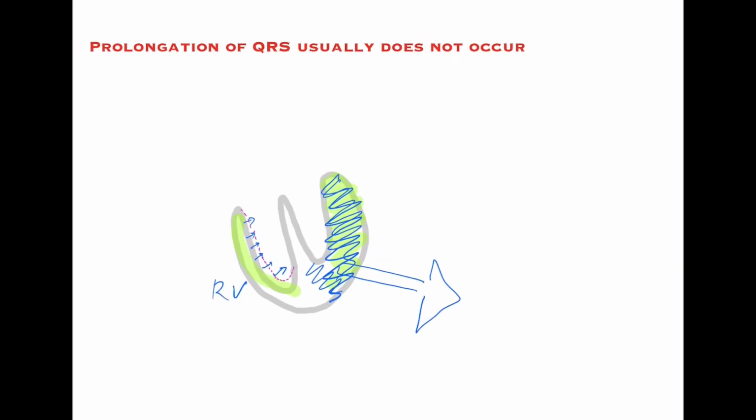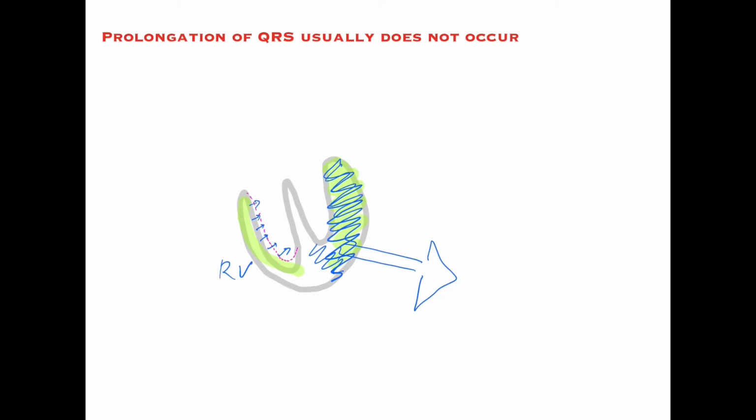Okay, but in certain types of congenital heart diseases, however, the right ventricle wall is much thicker than the left ventricular wall. Okay, so it's gonna be really thicker. And in these cases, the ECG findings of RVH become more obvious. So at that point, you might have prolongation of the QRS complex.